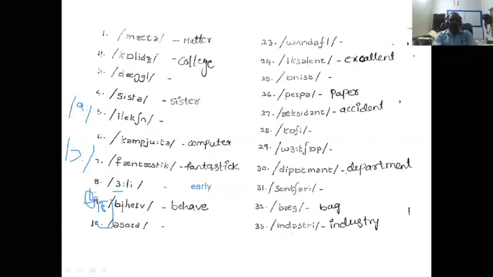Then this word: B sound, E sound. Up to here, it is B. This sound. Up to here it is big. Yeah, this is a diphthong. This has to be pronounced as a short A sound. But generally we pronounce it as a long A sound. Generally we pronounce it that way, but it has to be pronounced as a short A only.